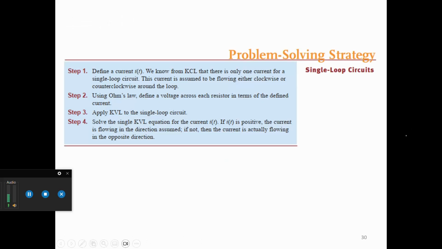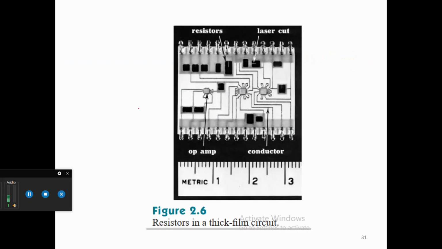Problem solving strategies are again simple. These are just steps and points. Read them and make some notes so that you remember them. Determine current IT; we know from KCL there is only one current for a single loop. The current is assumed to be flowing either clockwise or counterclockwise around the loop, and you can write it yourself using Ohm's law. Define a voltage across each resistor in terms of the defined currents. Apply KVL to the single loop. Solve the KVL equation for the current. If it's positive, the current is flowing in the direction assumed. If not, the current is actually flowing in the opposite direction.